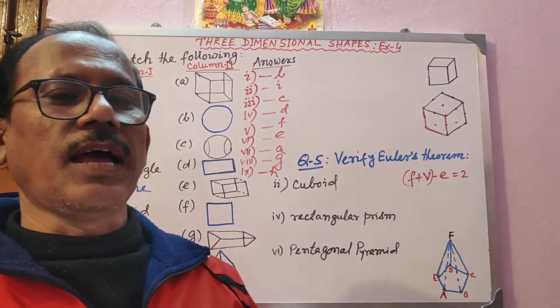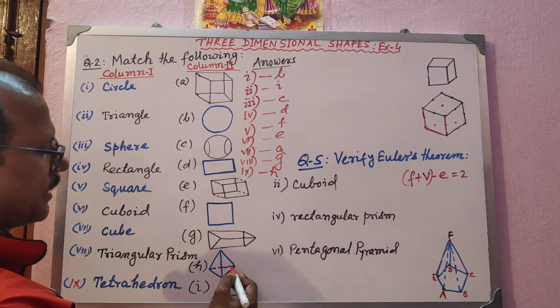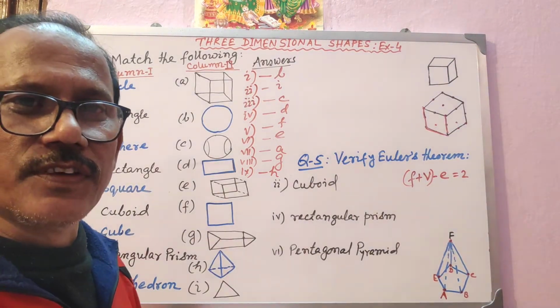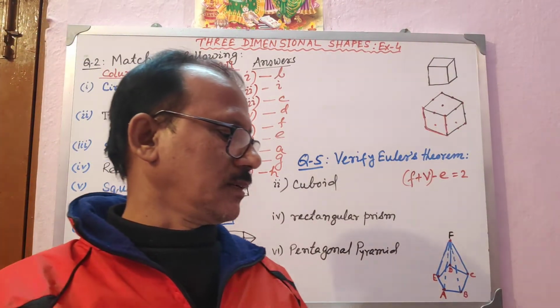A tetrahedron has got 4 faces. A tetrahedron example is there only. Is it not having 4 faces? Bottom is a triangle, that's a face, and it will have 3 side faces. So it's a correct statement.